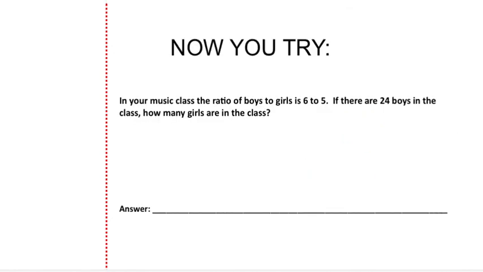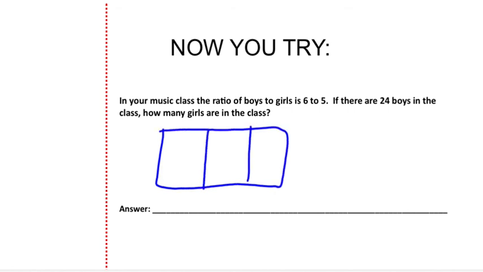Now you try this next one. In your music class, the ratio of boys to girls is 6 to 5. If there are 24 boys in the class, how many girls are in the class? Notice the proportion box isn't given to you, so you have to set up your own proportion box, write in your labels, set it up, and follow the problem-solving process that you used in previous problems.